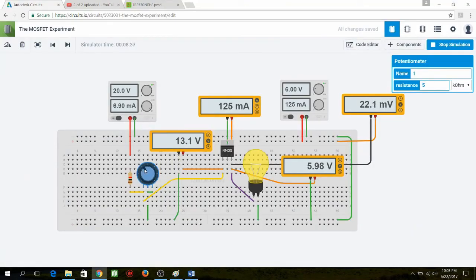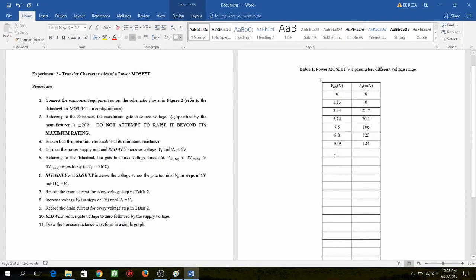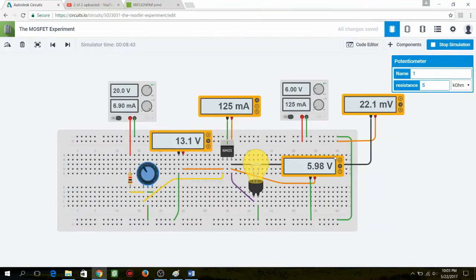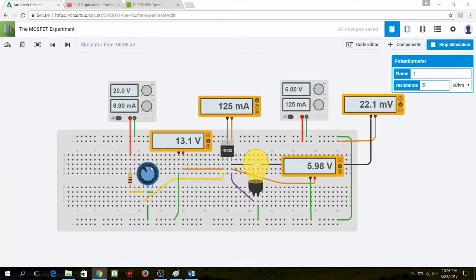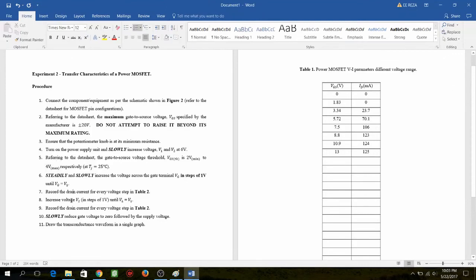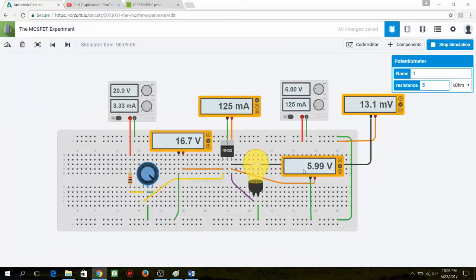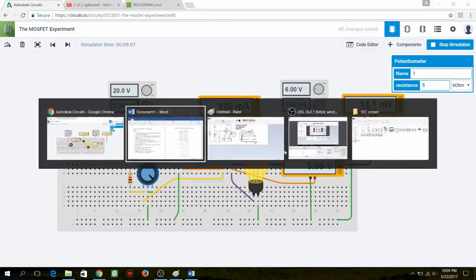So I increase this to 13 for example. It's already saturating. It cannot increase further. This is what it meant: increase the voltage until your load voltage is equal to your supply voltage. Right now my load voltage is roughly equal to my supply voltage.